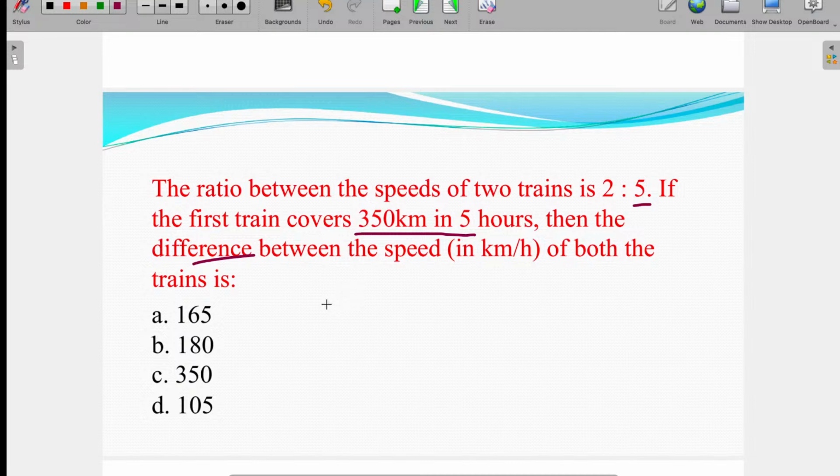The ratio between the speed of the two trains is 2:5. If the first train covers 350 km in 5 hours, then they are asking the difference between the speeds of both the trains. Directly the ratio difference will be 3. All options are 3 multiple. So we have to think. Tell me. 105. Yeah, 105. Got it? No need to solve this answer. This you will know.